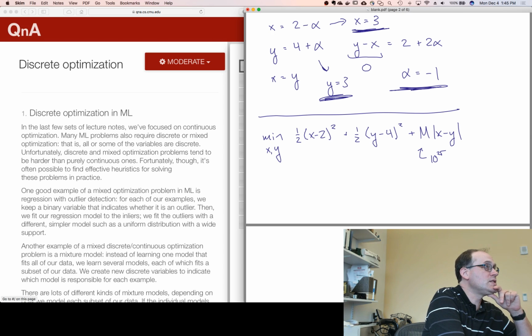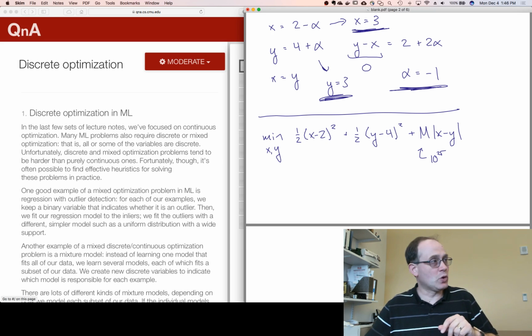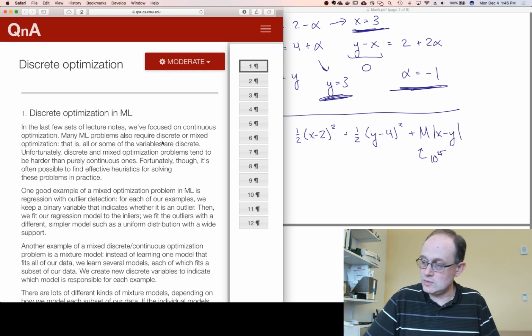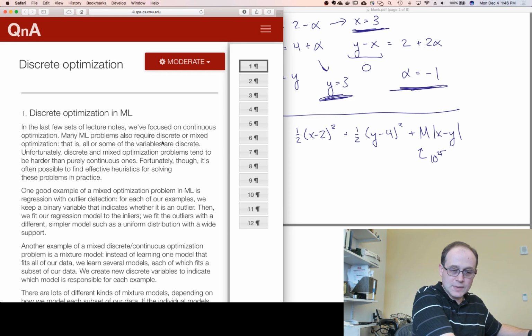Let's see. Any more questions on Piazza? Looks like no more questions for now on Piazza. So let's go now back to discrete optimization.